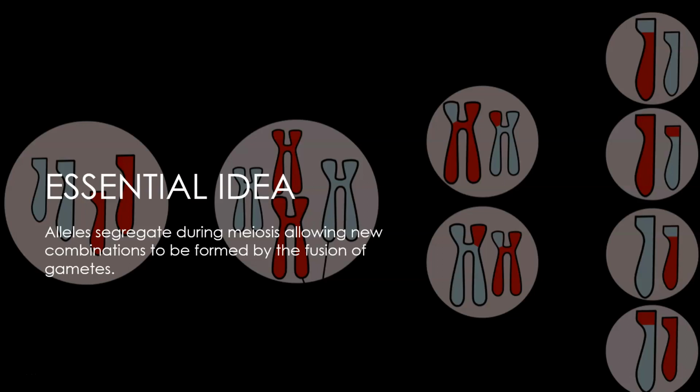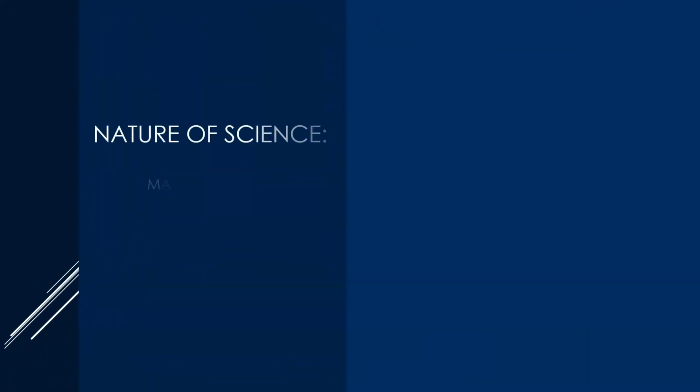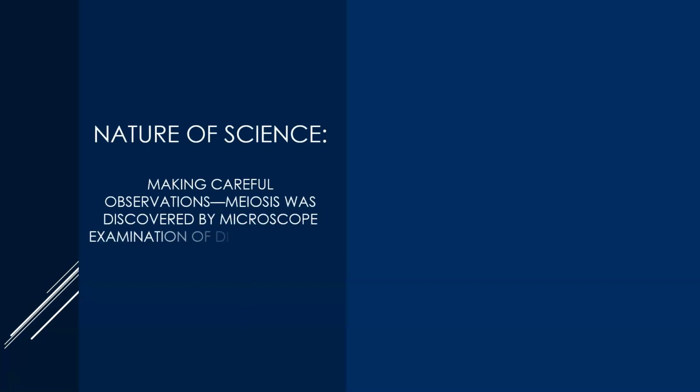Okay, and we said these different genes, coding for the same traits but with different characteristics, we called alleles. So the essential idea of this unit is that these alleles segregate during meiosis, allowing new combinations to be formed in the fusion of gametes. You would remember cell division of mitosis from your earlier years of study, and you would have already covered meiosis as well, but now it's time to do it again in a little more detail.